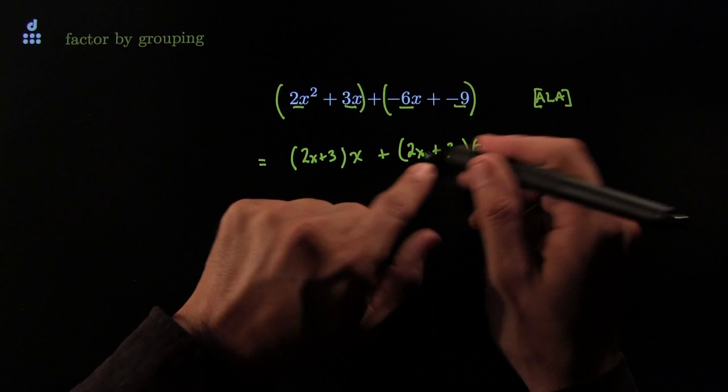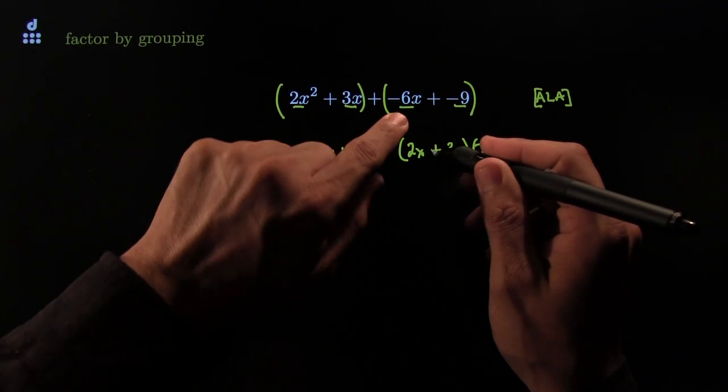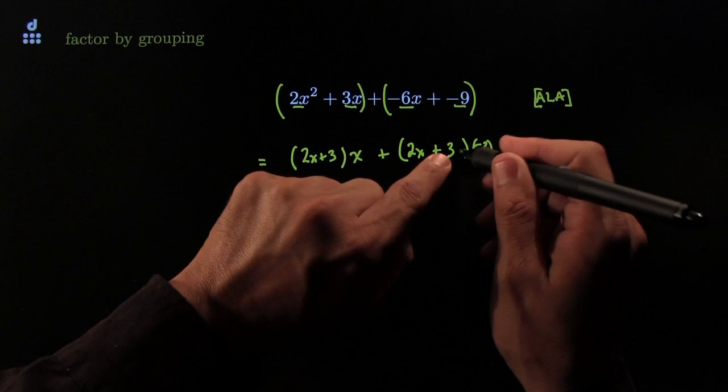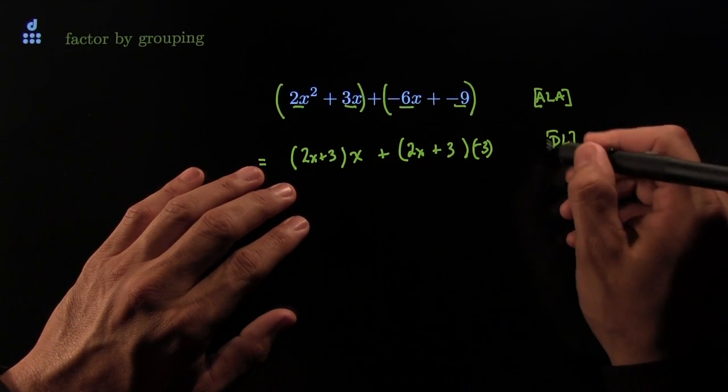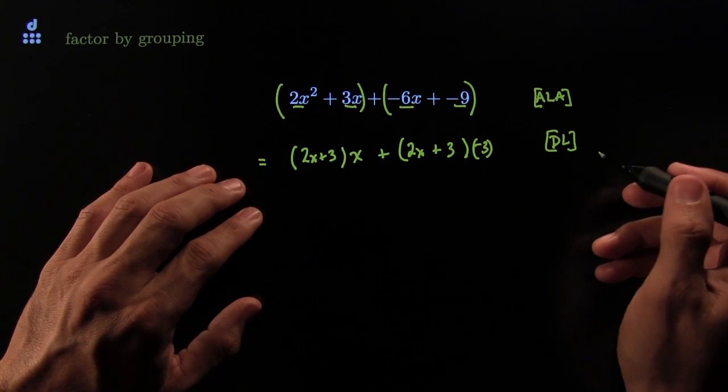And there's an easy way to check to see if we did that right. You would just distribute this back in there. Negative 3 times 2x, that would give you negative 6x. Negative 3 times 3, that would give you negative 9. And you see we did it correctly. That's called the distributive law.